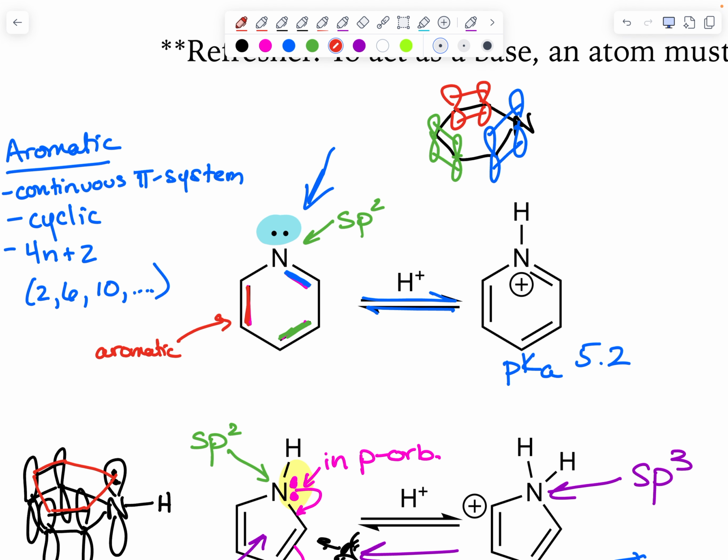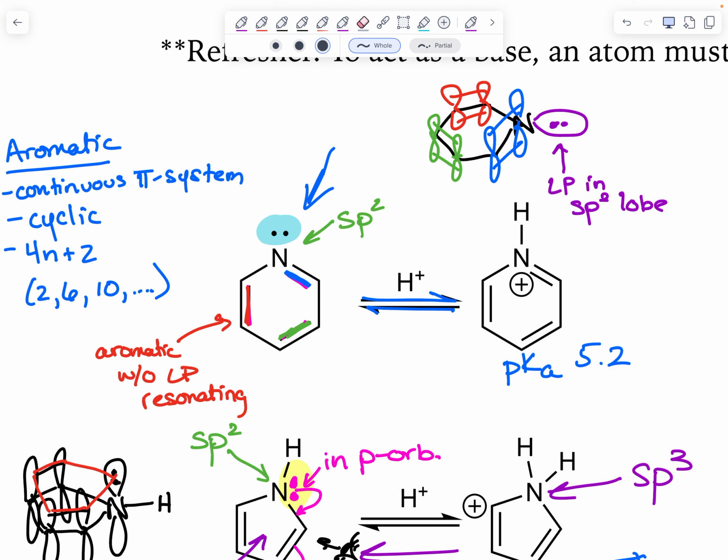And then how about this one? It is not basic. Why? Because this lone pair can resonate with the rest of the electrons in the ring and be part of an aromatic ring. So this is not basic. So your DNA bases, at least A and G, are going to have 3 basic positions on them and 1 that's not basic. Questions on that one?